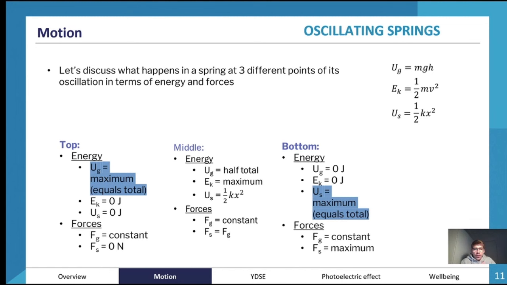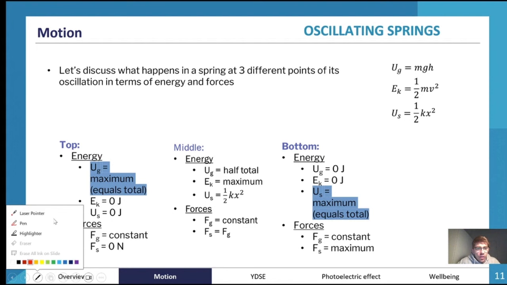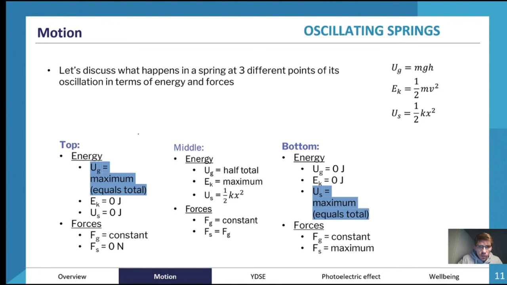So, how does this work? Well, basically, oscillating springs, they're going up and down. Obviously, I said there are three types of energy: gravitational potential energy, kinetic energy, and elastic potential energy. So at the very top, if we are looking at an oscillating spring, I'm going to draw it here.